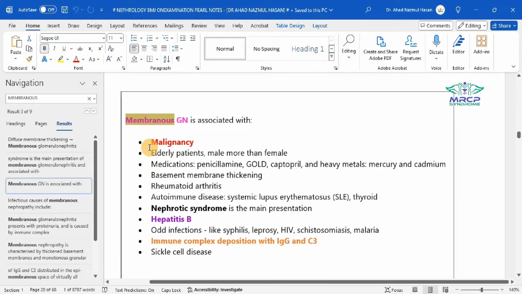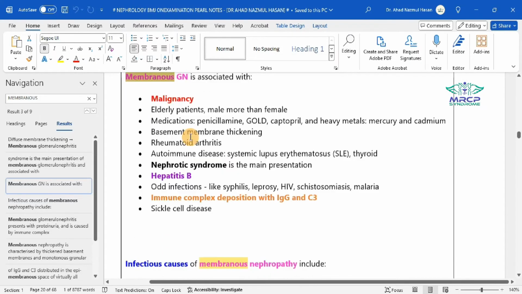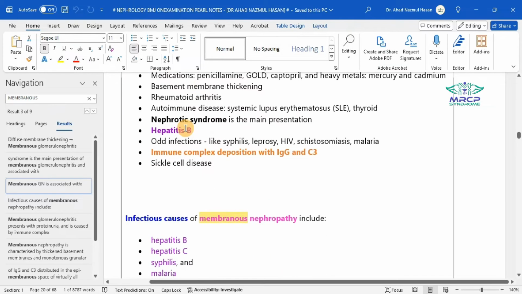So the most common one is malignancy. In most of the cases, this is related to malignancy, and nephrotic syndrome is the main presentation. And regarding the infective cause, the most common is hepatitis B. It can also be related to hepatitis C, syphilis, malaria, but the most important one is hepatitis B.